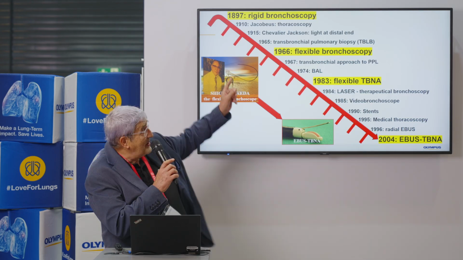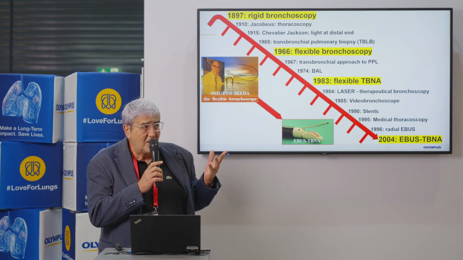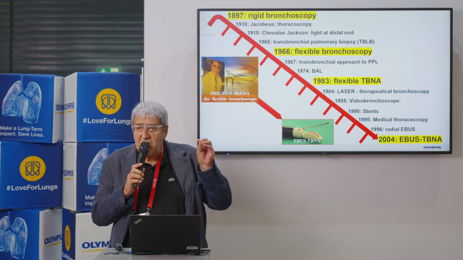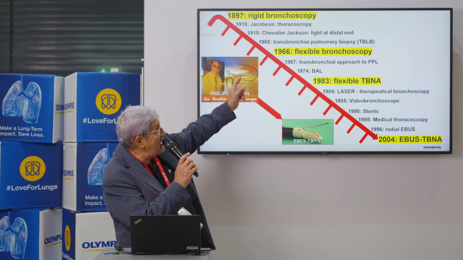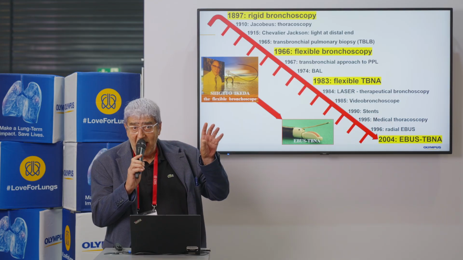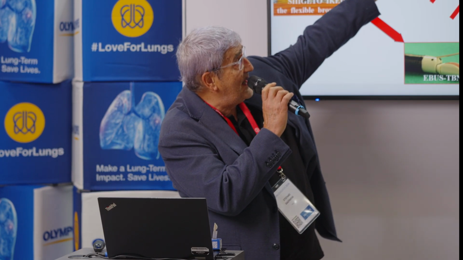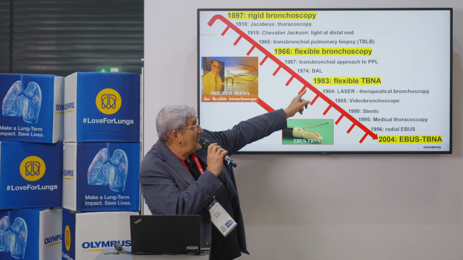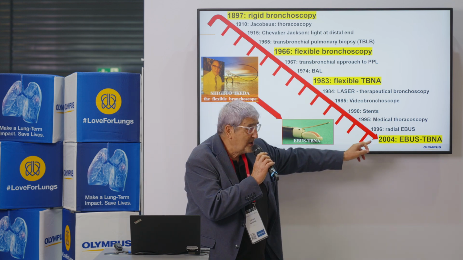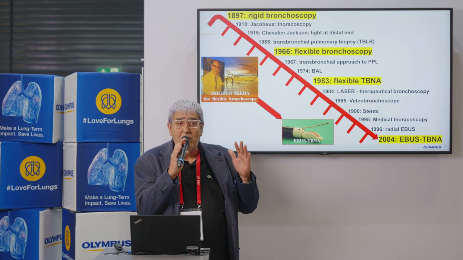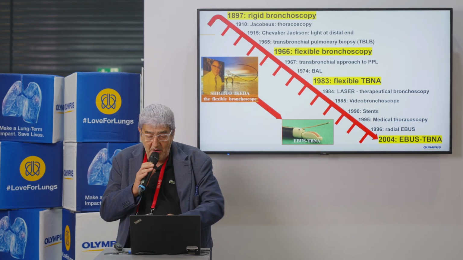Well, this is the history of bronchoscopy. A lot of innovation, a lot of new technology, but just a few changed really the way to perform bronchoscopy. And I put in yellow the main steps of the history of bronchoscopy: the advent of flexible bronchoscopy, the advent of flexible TBNA by Kopp and Bang, and what really changed our way to perform bronchoscopy is the introduction of EBUS-TBNA in 2004.